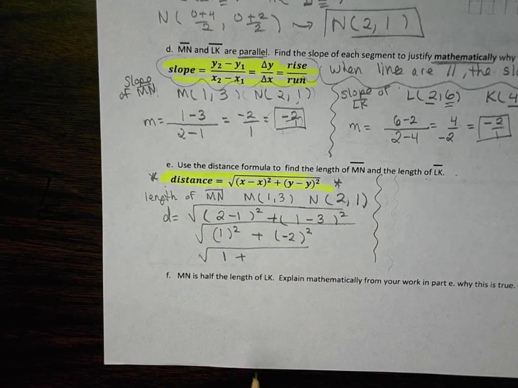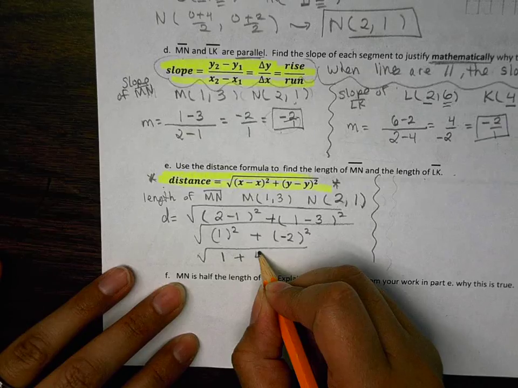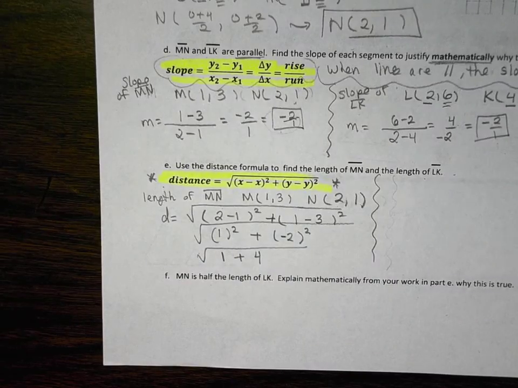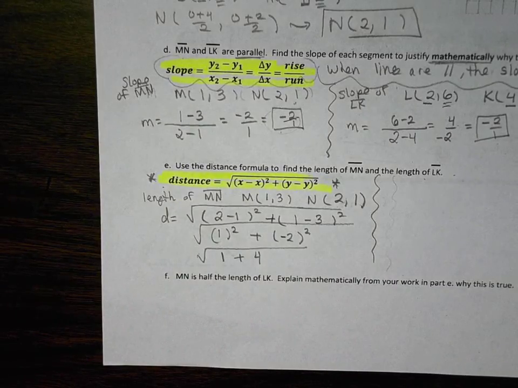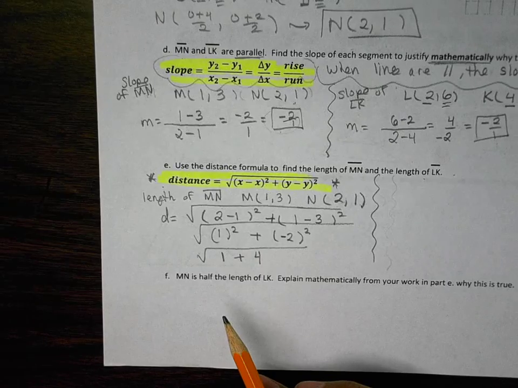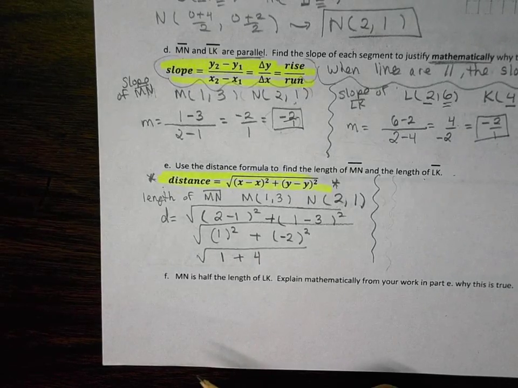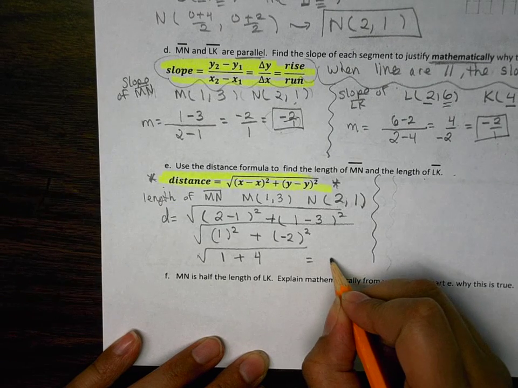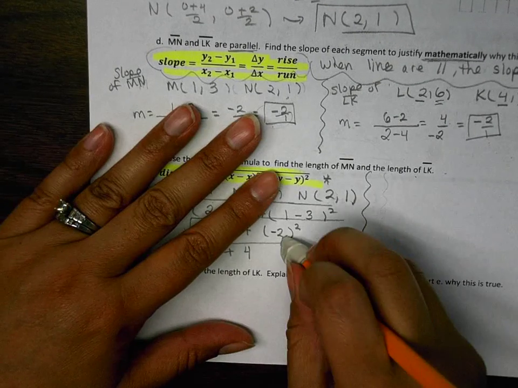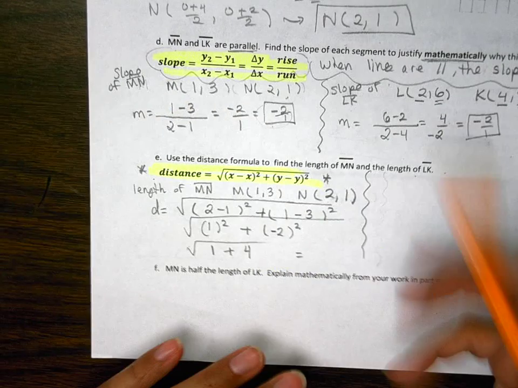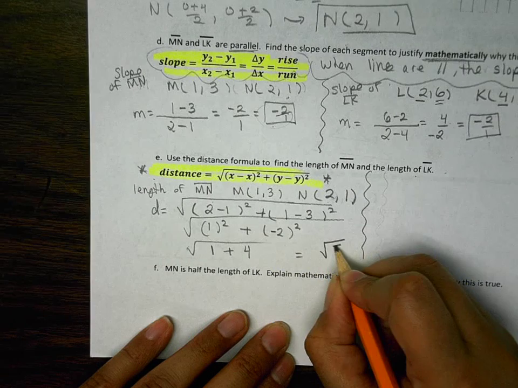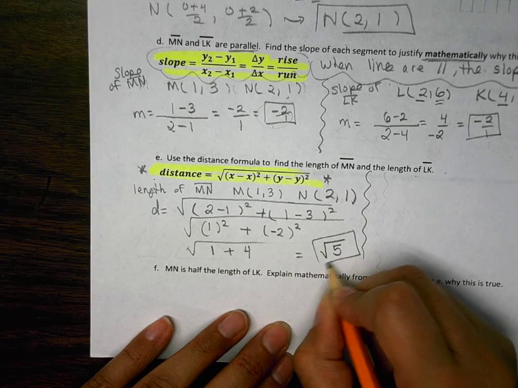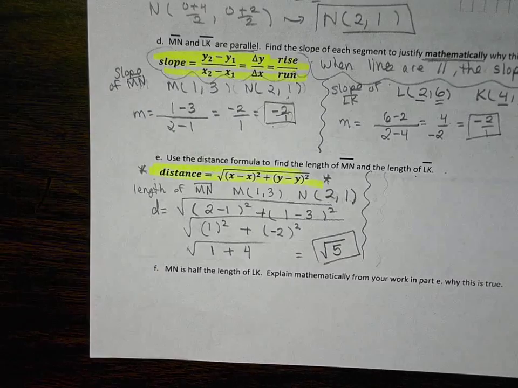4. Now here is where kids tend to mess up. They say, oh, the square root of 1 is 1 and the square root of 4 is 2, so it's 1 plus 2. Is that correct? No, it is not. The order of operation, you have to add them first. So this ends up, the distance equals being, this ends up being the square root of what? Square root of 5. Any questions?